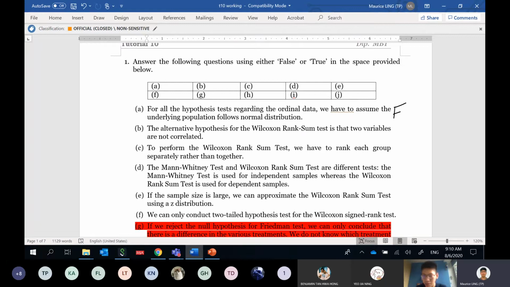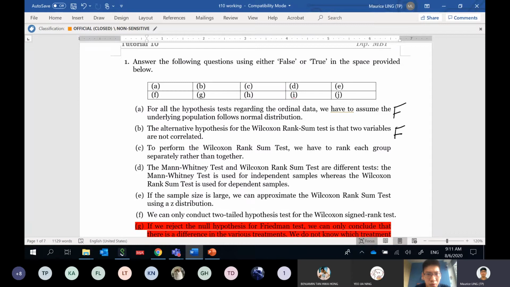Okay. B, the alternate hypothesis for Wilcoxon rank sum test is that the two variables are not correlated. Is that true? Hui Ping? False. Okay, nothing about correlation. In fact, correlation is what you talk about in your chi-square test.